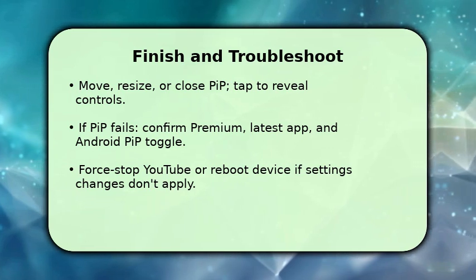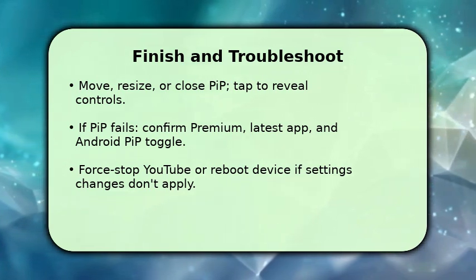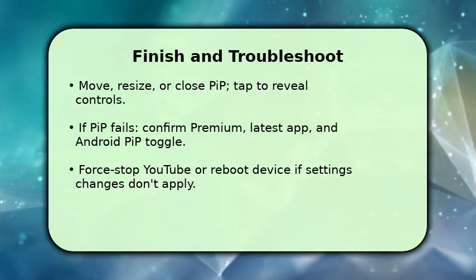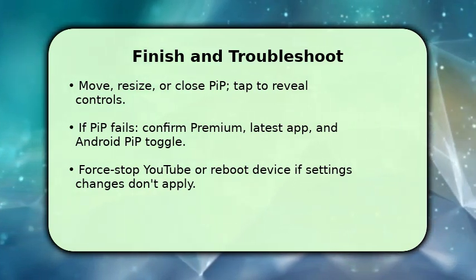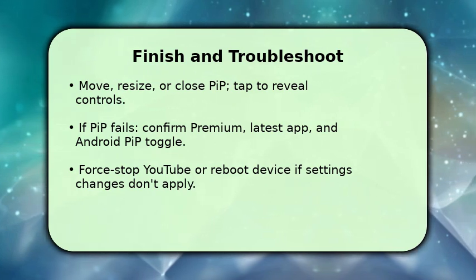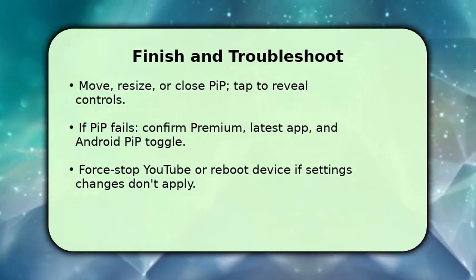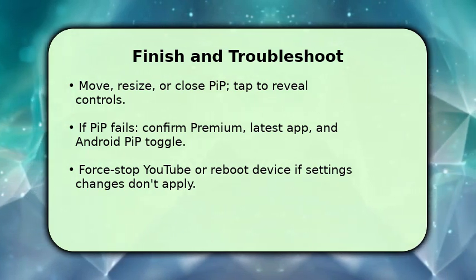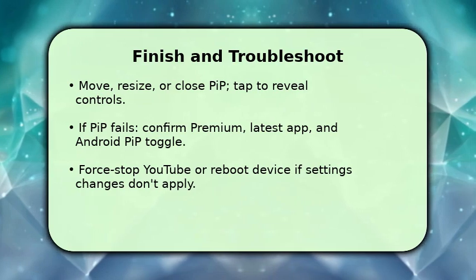If PiP doesn't work, check 3 things: your YouTube Premium status, the app version, and the Android PiP toggle you enabled earlier. Once you've fixed settings, force stop the YouTube app or reboot your phone so changes take effect. If problems persist, sign out and back into your Google account. That refresh often clears permission glitches or subscription recognition.